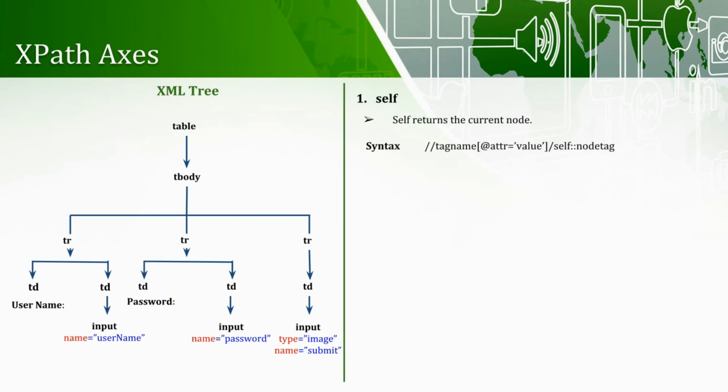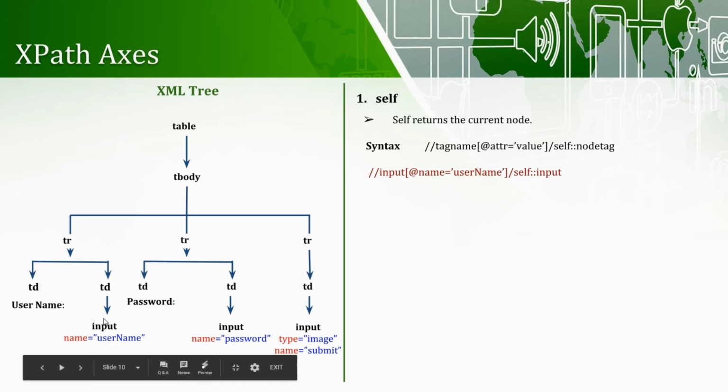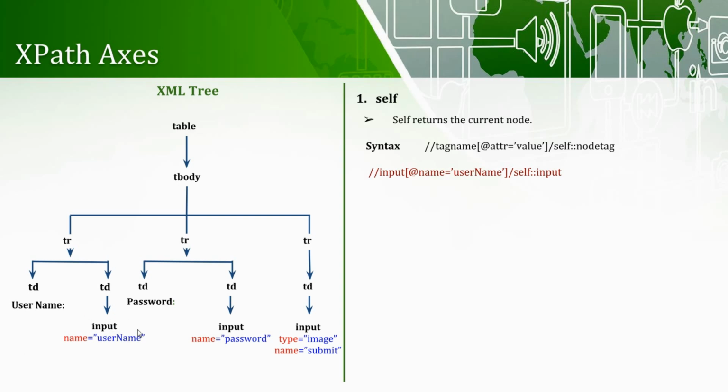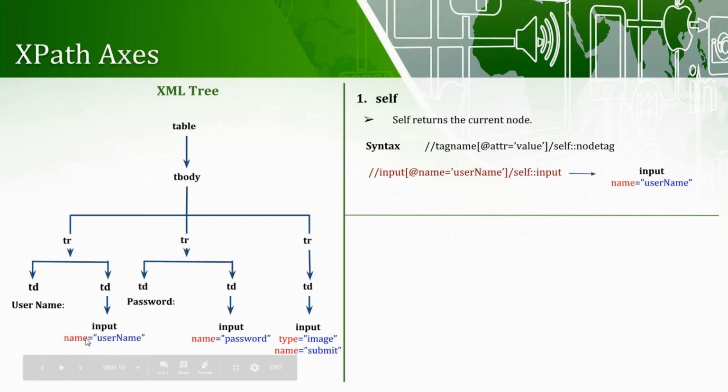The syntax is //tagname[@attribute='value']/self::tag, where tag is the tag of the node. Let's consider an example: //input[@name='username']/self::input. Here I have this input tag with the attribute name equals to username. Then I am saying /self, which means this particular node. Then I am saying input, because input is the tag of this node, so I have to write input. The output of this will be the input with name equals to username, that is the username input text box.